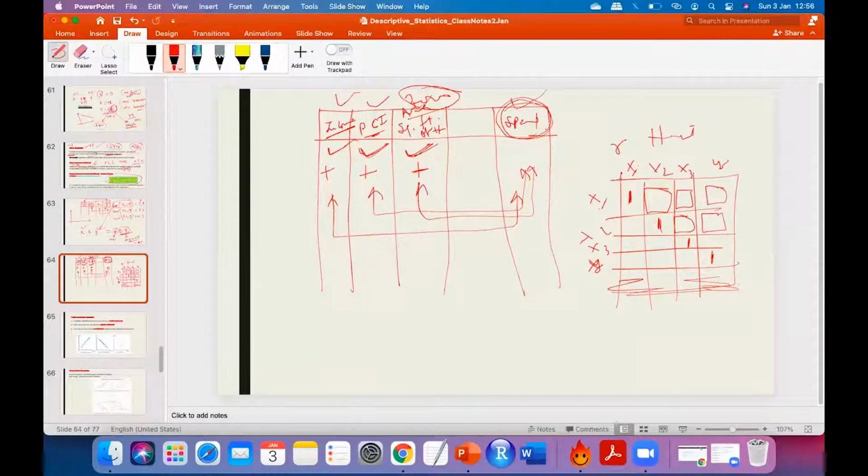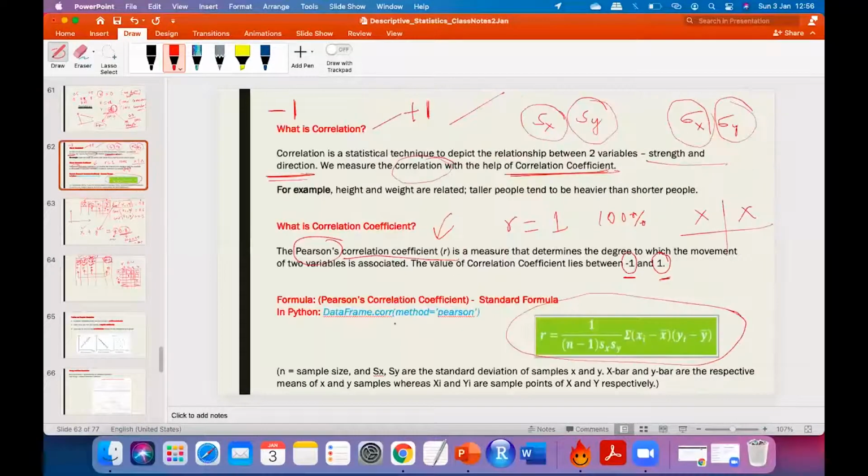Because I know x1 correlation with respect to itself will be 100%, and that too in positive direction. I have already spoken about this. The rest will be calculated. How will it get calculated? Based on this, or mathematically if you calculate based on this. Clear? Does that answer your query?